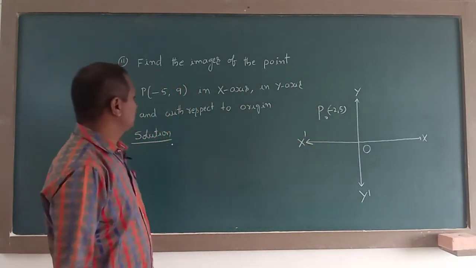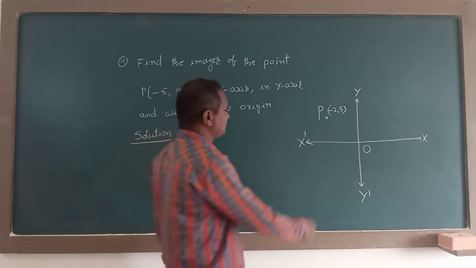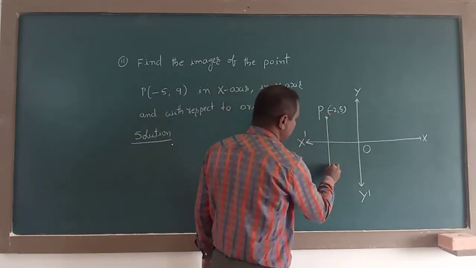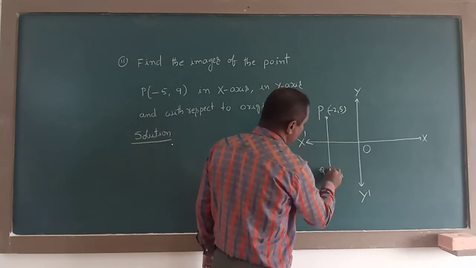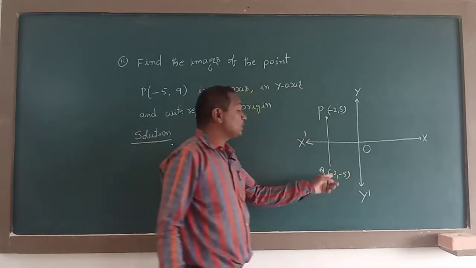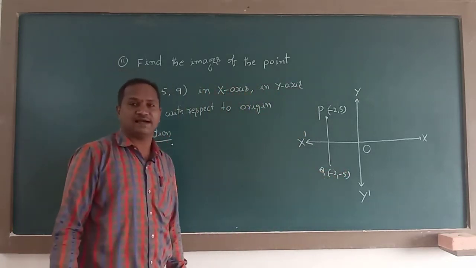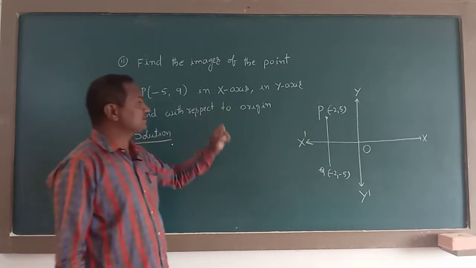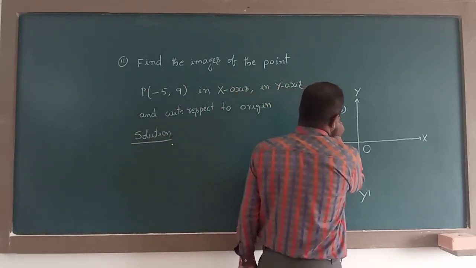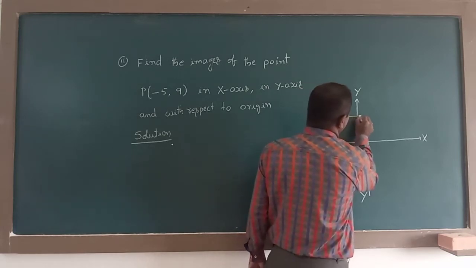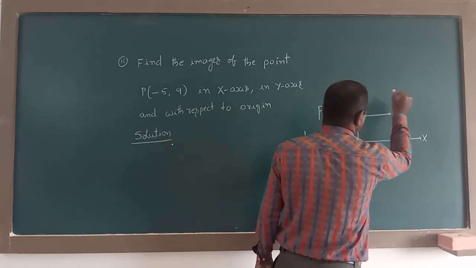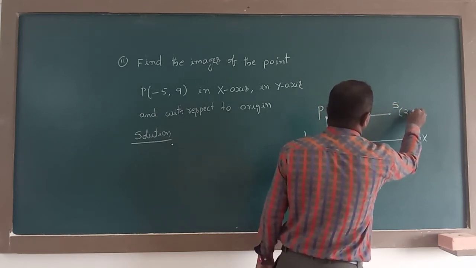First one is in the x-axis. In the x-axis means we draw the perpendicular line downward. Here it will come, some Q. Opposite to that we can write minus 2, minus 5, because in the third quadrant the symbols are minus, minus. They are also asking in the y-axis. In the y-axis means we draw a perpendicular line from P onto the first quadrant. Here Q, and then the point becomes 2, comma, 5.